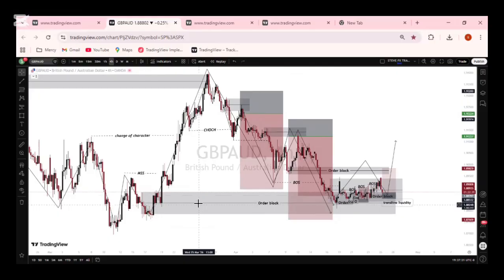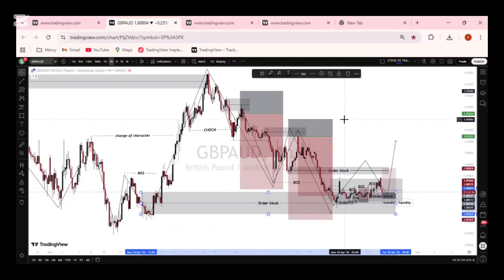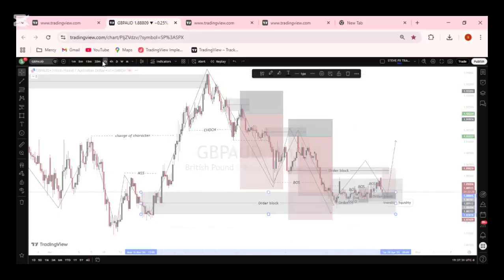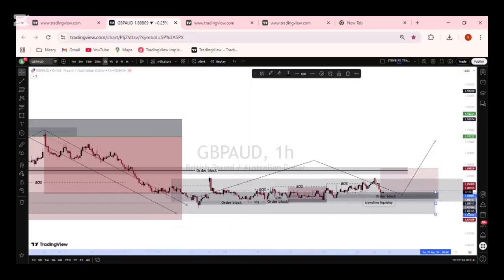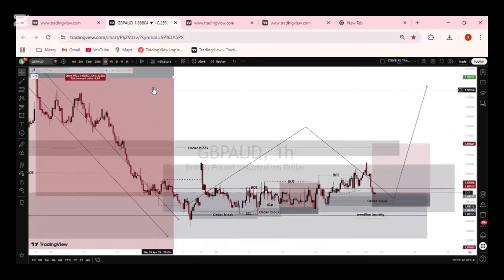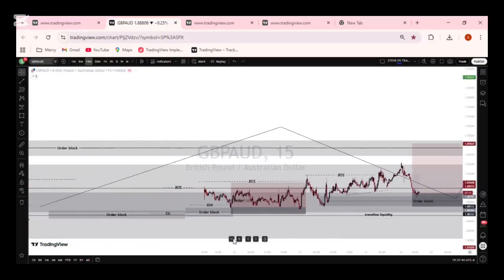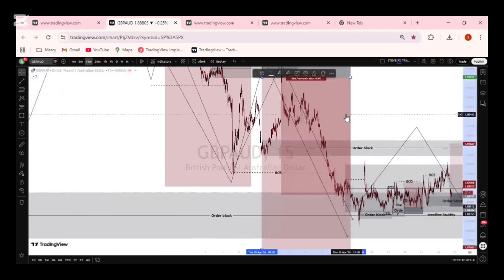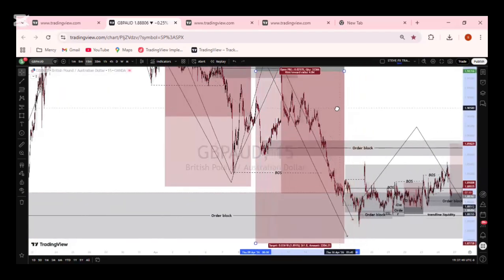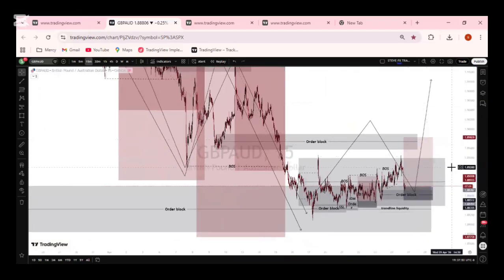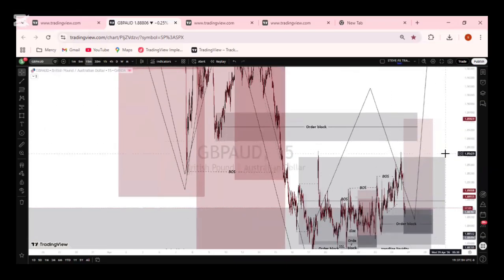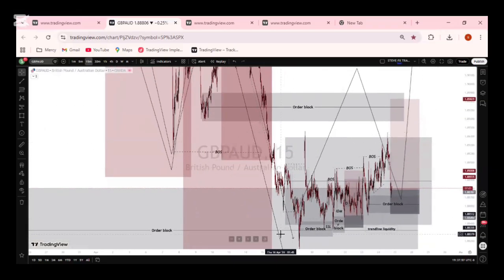So now, as we are seeing this point of interest or reaction from here, let's go down to lower time frame, 15 minutes. So when we go down to our 15 minutes, what are we seeing?